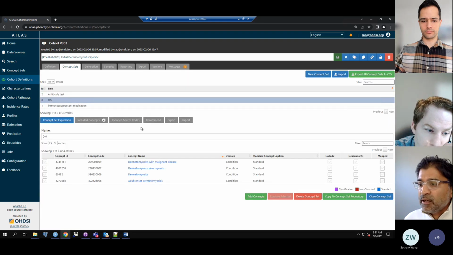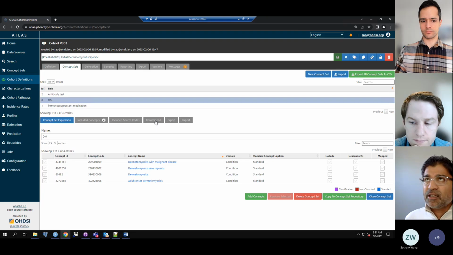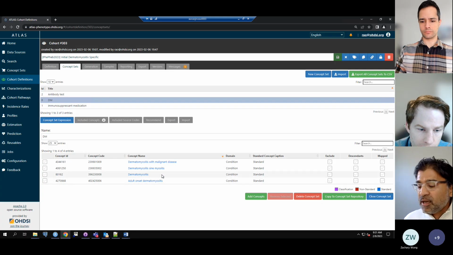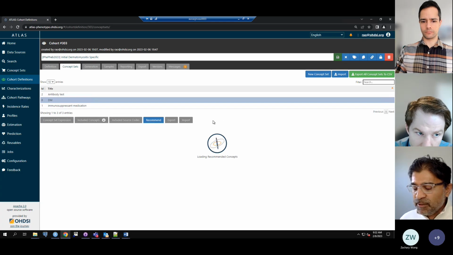We're going to click on this. And in 2.1.2, there is a new tab, which is called recommended. And this recommended basically looks at the vocabulary, and based on a certain set of algorithms, it will recommend alternative codes for you to choose from. Now it's your decision whether you want to do it or not. The goal here is to make this as parsimonious as possible, and use the vocabulary to your advantage.